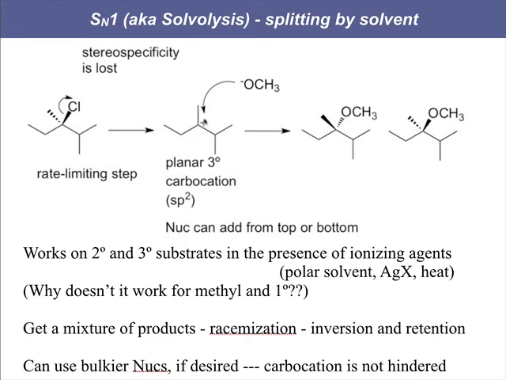So we no longer need small nucleophiles. We can use bulkier nucleophiles if we want, because the carbocation is not hindered in the same way that an antibonding orbital would be hindered. So if our nucleophile is big and bulky, it wouldn't do SN2. It could do SN1 if we could coax our leaving group to leave first, meaning if it's secondary or tertiary, and we can use an ionizing agent.